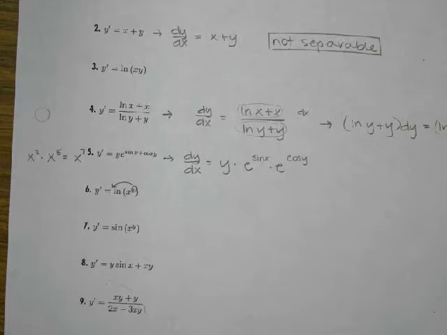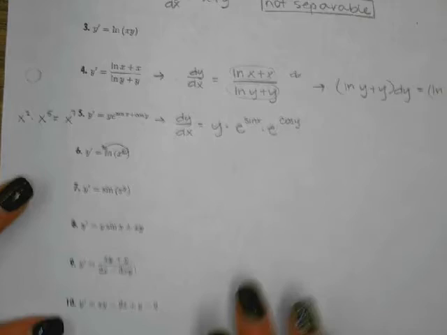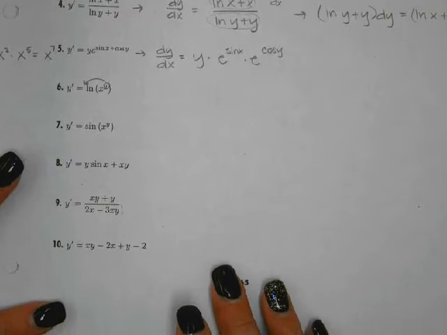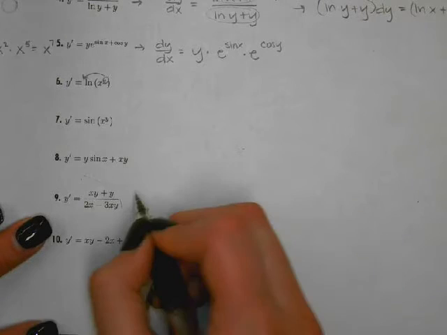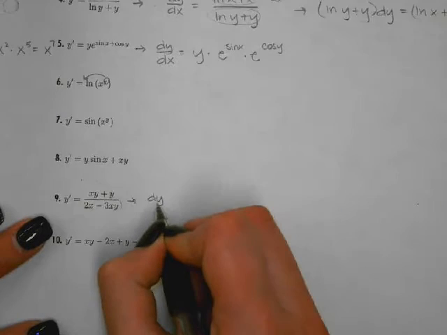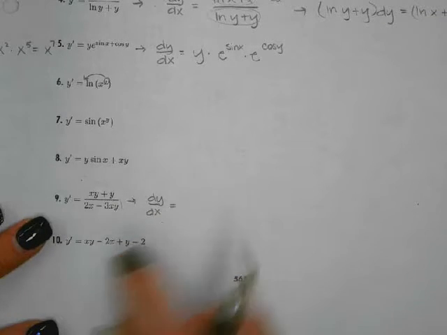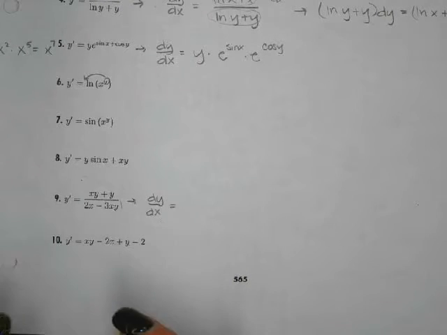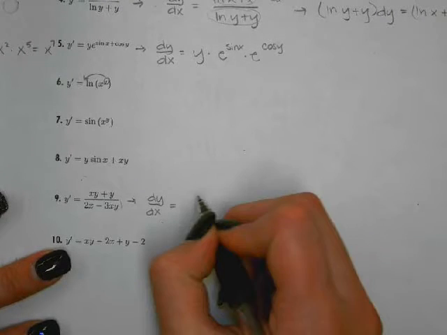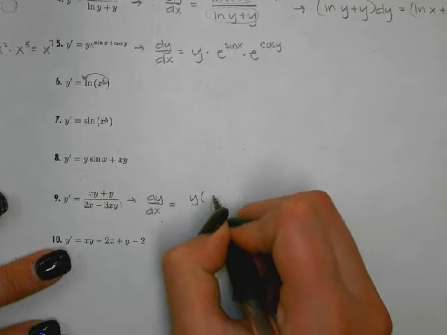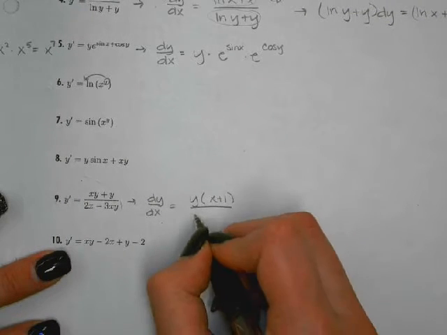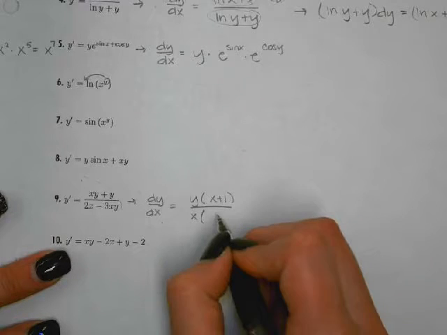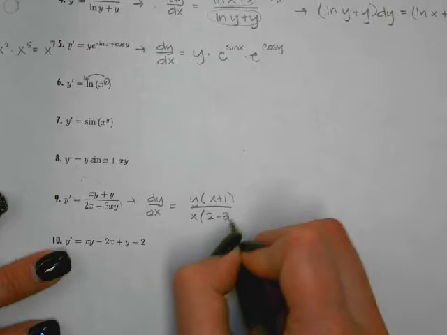We're going to go ahead and bounce down to number 9. Number 9 is one that can be a little bit tricky. So what I did when I started number 9 is I went through and I said, well, I can see that the top should factor and I can see that the bottom should factor. So on the top, I took out a GCF of y, and that gave me x plus 1. And on the bottom, I took out a GCF of x, and that gave me 2 minus 3y.